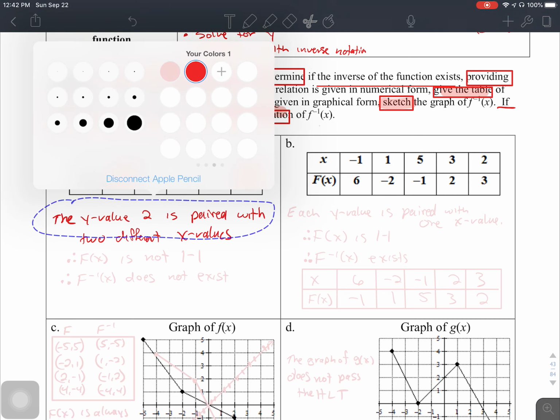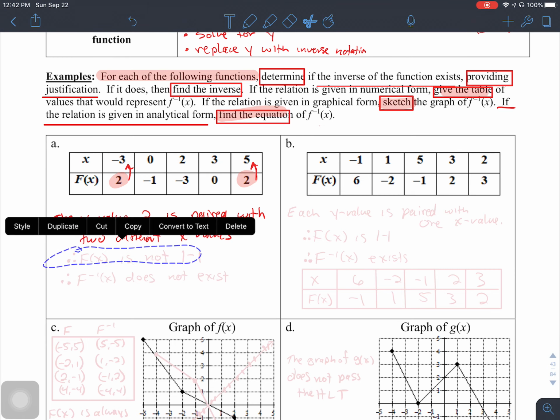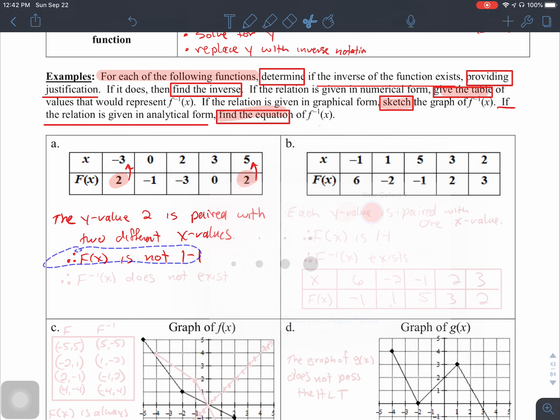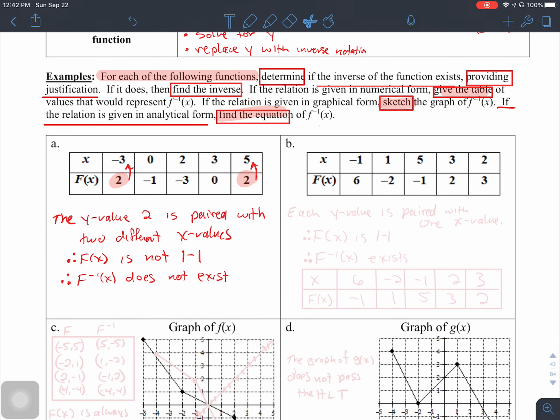So I'm just going to write down what I just said. The y value 2 is paired with two different x values. What can we conclude from that? F of x is not one-to-one. If your function is not one-to-one, you can conclude that the inverse of the function does not exist.